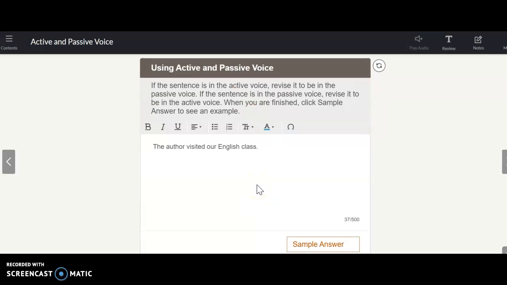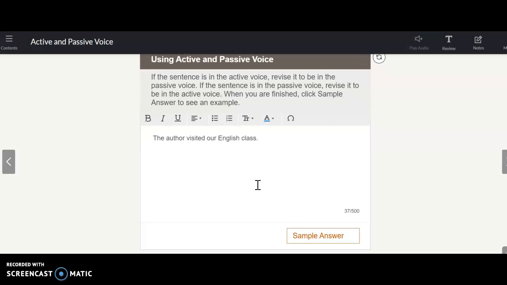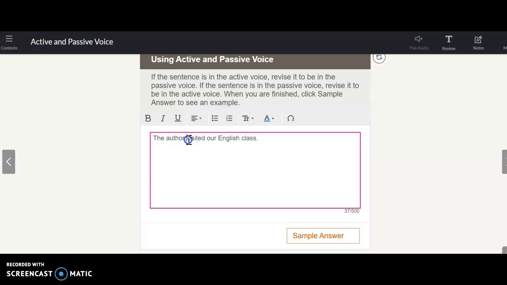And again, try it. I highly encourage you to try it. If you get it wrong, it doesn't matter. It's practice. You're not going to get a bad grade or anything like that. What it's going to do is help you learn it. If you look at this, "The author visited our English class," and you're just not able to see that author is the subject and visited is the predicate, and that the author here is doing the action, so this is active, right?